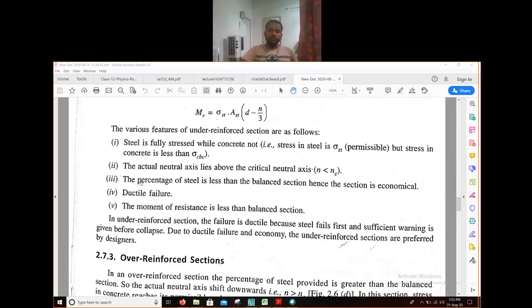Okay, so do you know the meaning of this ductile? If I say this is the property of metal, ductility. So do you know what is the meaning of ductility?